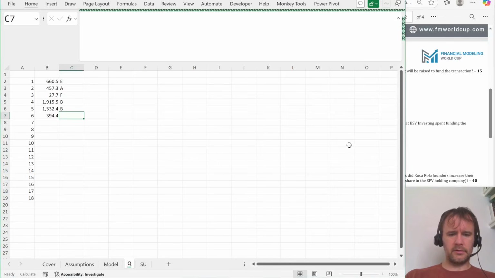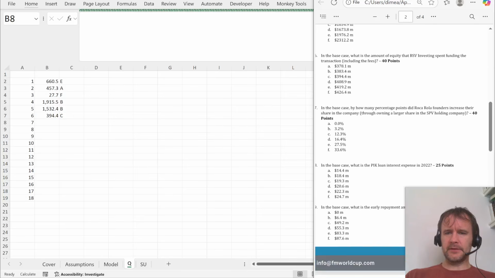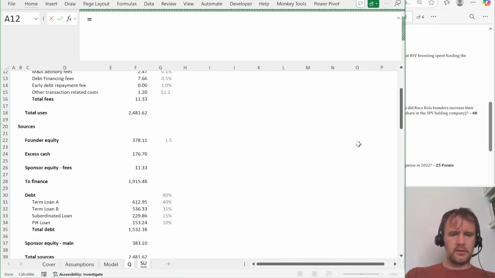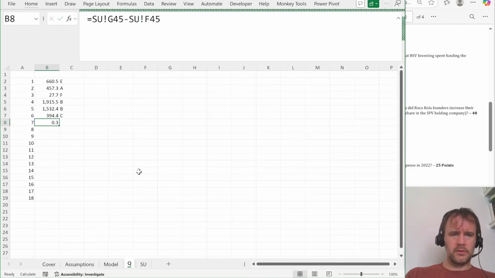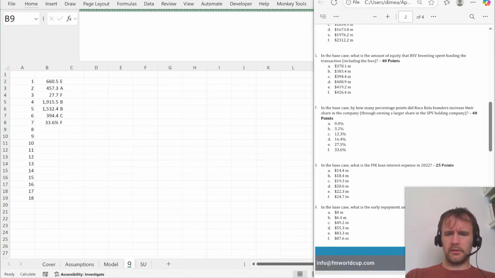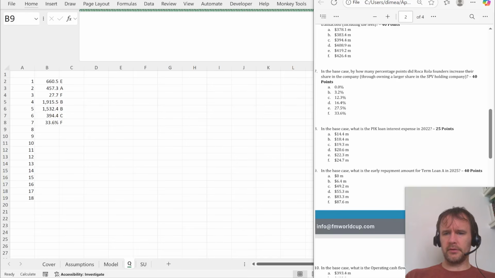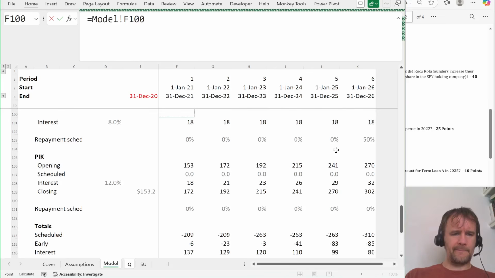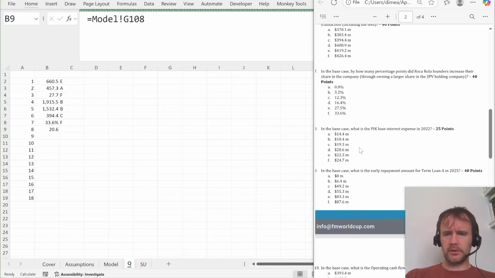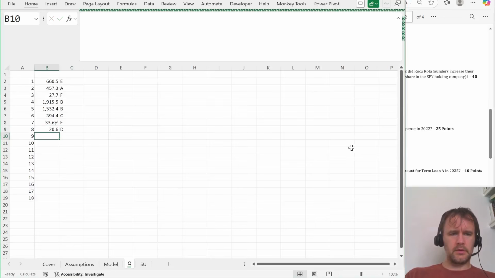394, yes, that's C. Question 7, in the base case, how many percentage points did they increase their share in the company by? A surprisingly large number. 33.6, which is yes, F. Okay, question 8. In the base case, what is the PIK loan interest expense in 2022? PIK interest 2022. 20.6, yes, that's D.